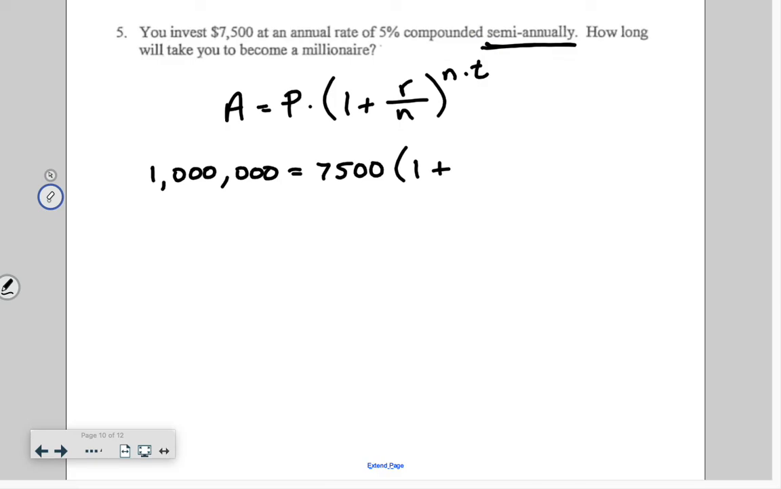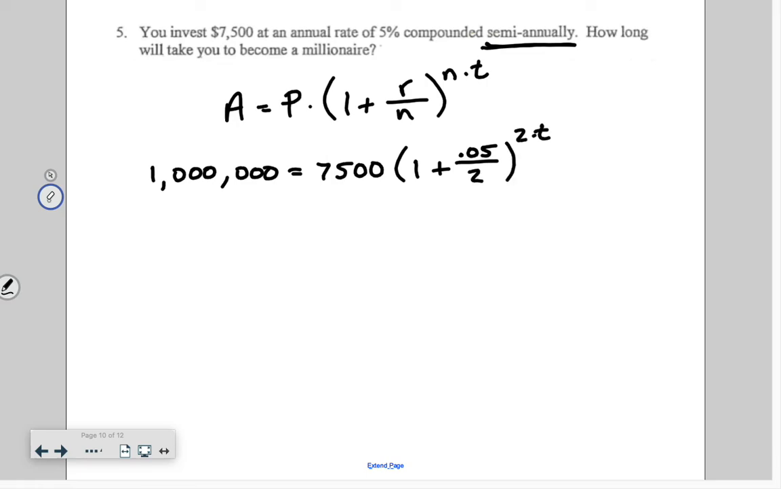1 plus interest rate as a decimal. Be careful on this because that's a simple place to make a mistake. 5% is 0.05, not 0.5. That's 50%. Okay, so 0.05. The n is the number of times you're compounding every year. So semi-annually means twice a year. Divided by 2.